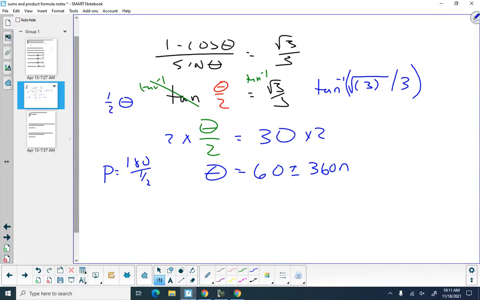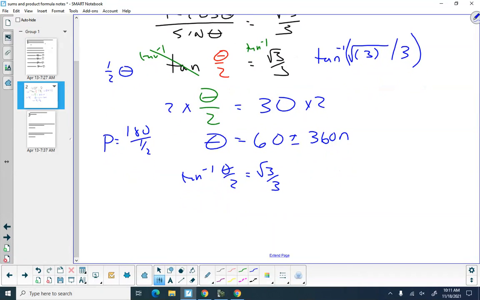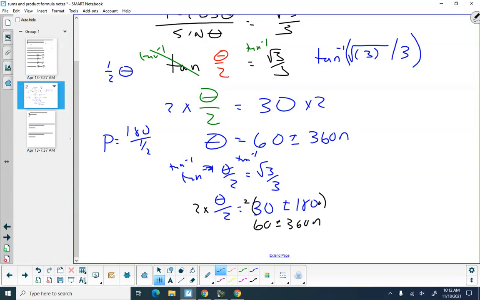Another way of thinking about this: when you do your inverse tangent, think of it this way. I do my inverse tangent on both sides. My theta over 2 is equal to 30 plus or minus the basic 180 degrees for the period for the tangent. And then when I multiply through by 2, I multiply everything by 2. So I have 60 plus or minus 360n. That's another way of thinking about it. Other questions?